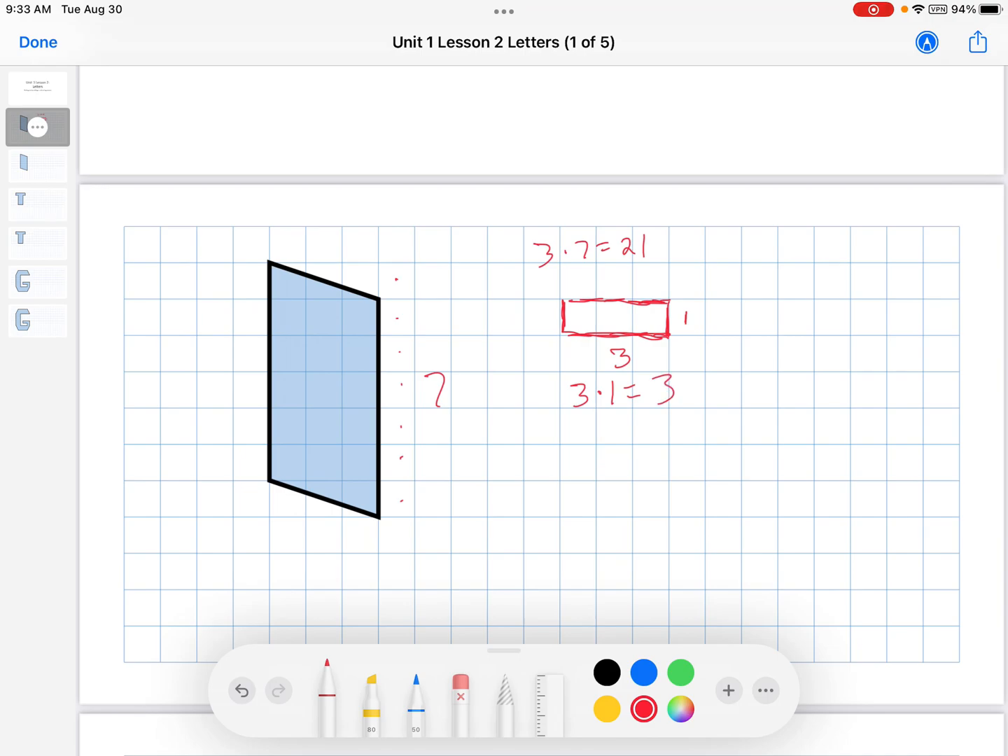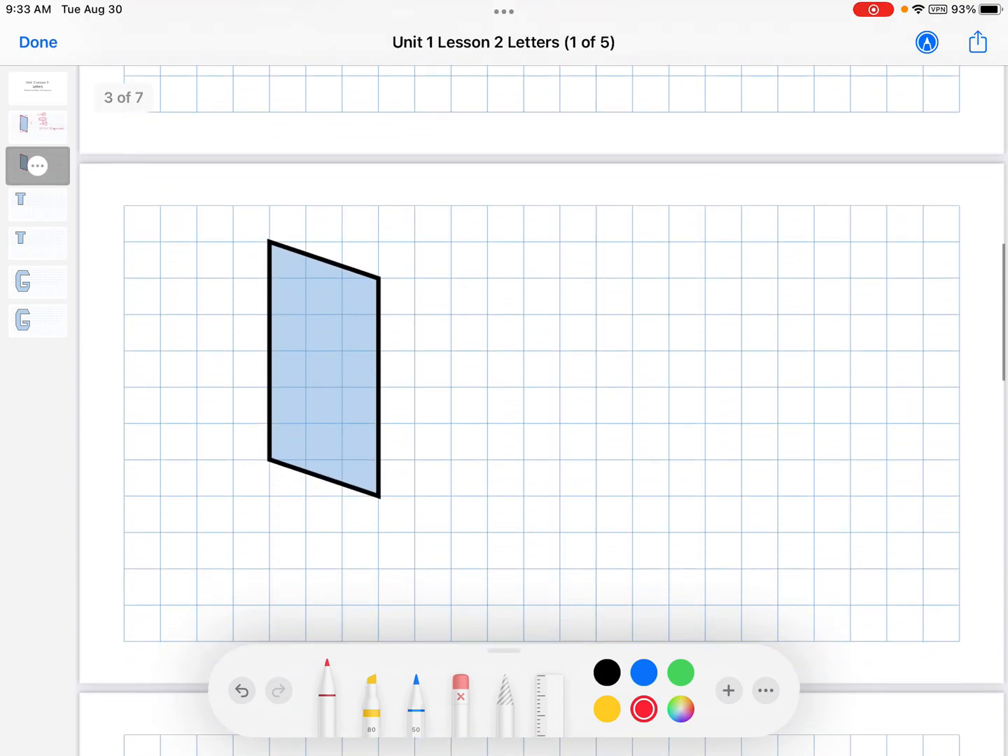The original shape is equal to that 21 for the entire big rectangle that we created, minus the 3 that we added, which was not part of the original. And 21 minus 3 is 18, so that means the area of the original parallelogram is 18 square units. When you put something on the outside, you have to subtract it away to get back to the original. Okay, let's try another one.